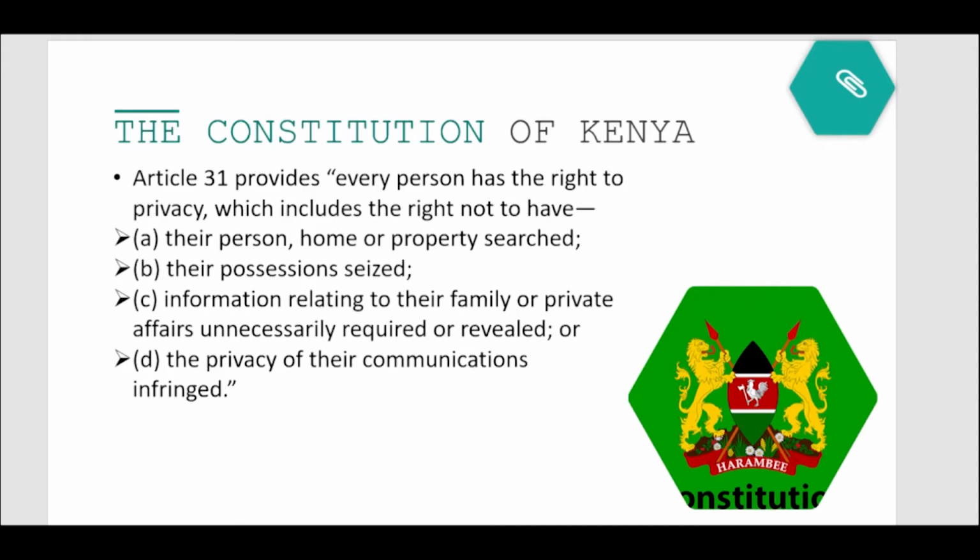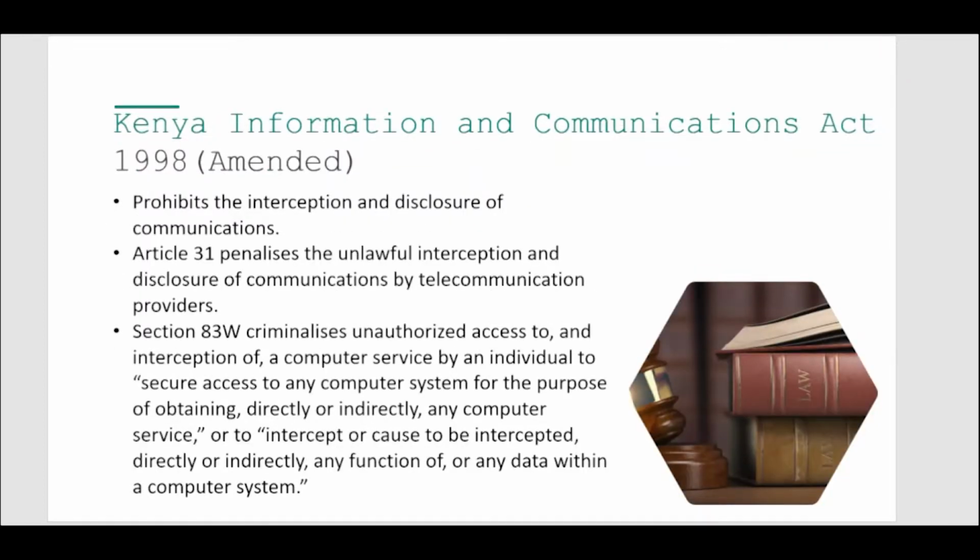However, it's important to note that Article 24 talks about the limitation of the rights and fundamental freedoms, but we're going to talk about the limitation later on. So let us dive in and also talk about the different kinds of statutes, our domestic laws that are still vigilant in terms of protecting our privacy. We have the Kenya Information and Communication Act, which prohibits the interception and disclosure of information. Article 31 penalizes the unlawful interception and disclosure of communications by telecommunication providers.